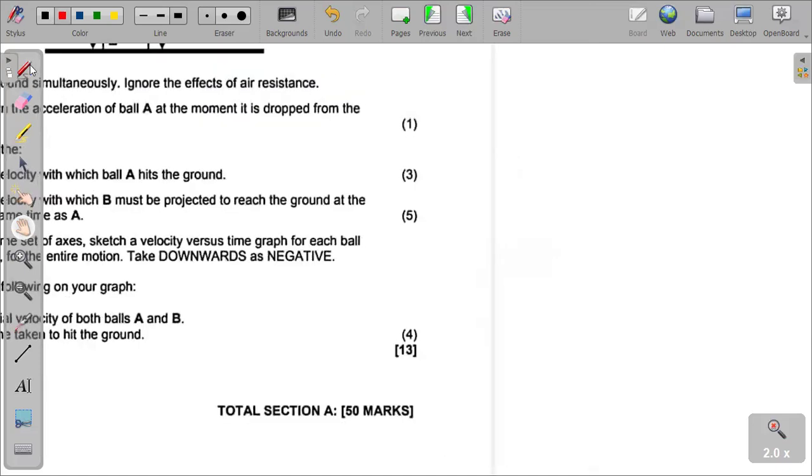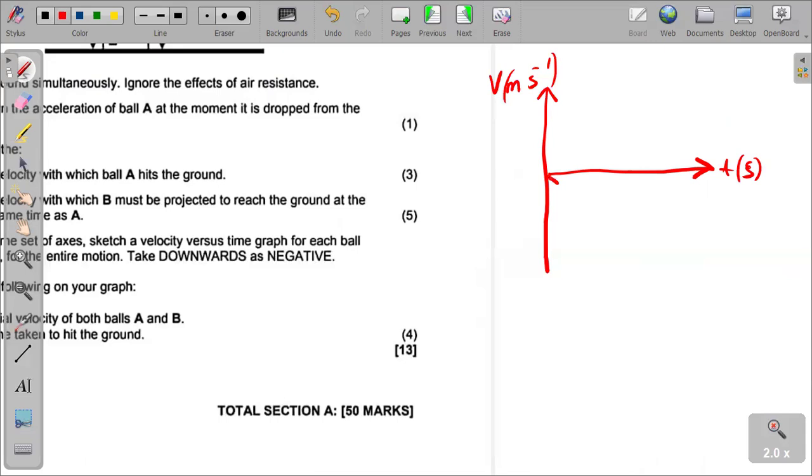So here is how the graph will be like. Number one, on the vertical axis our velocity shall always be placed. So we say V in meters per second. That's our velocity there. Then we have our time in seconds on the horizontal axis. Right. Then we have our A. It was dropped, so its initial velocity, remember, is 0. So we start here directly, there we go.